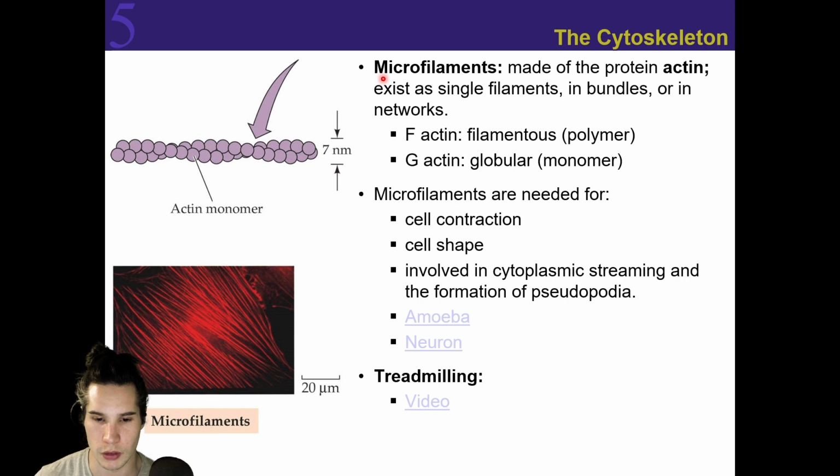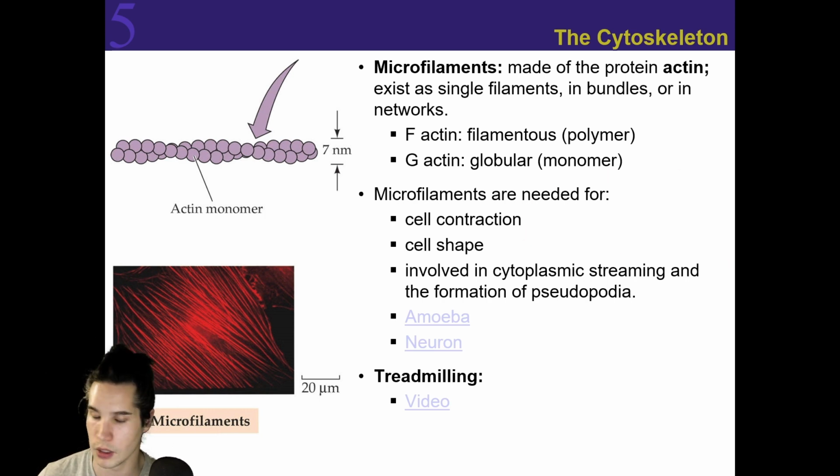To start off with microfilaments, those are going to be made of the protein actin. Actin exists as single filaments, in bundles, or in networks. You've got F-actin, which is filamentous, a polymer, meaning it's grouped together, and then you have G-actin, which is globular, typically when we're dealing with a monomer. Microfilaments are needed for cell contraction. They help maintain cell shape, so you're going to find them often on the edge of your cell membrane, just inside of your cell membrane. And they're involved heavily in cytoplasmic streaming and the formation of pseudopodia.